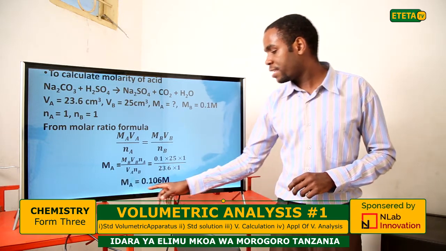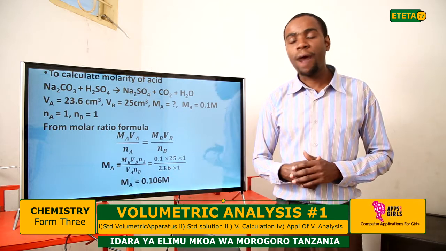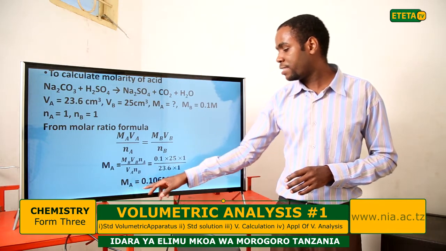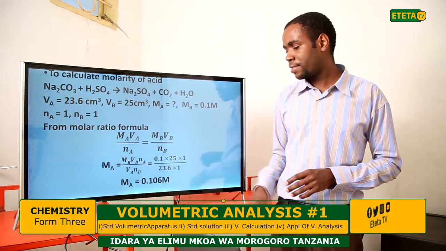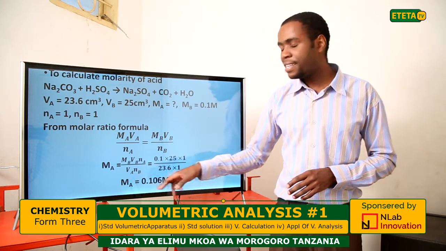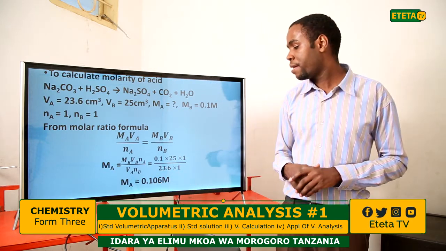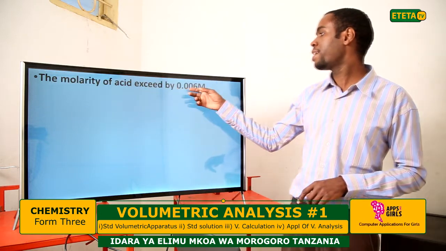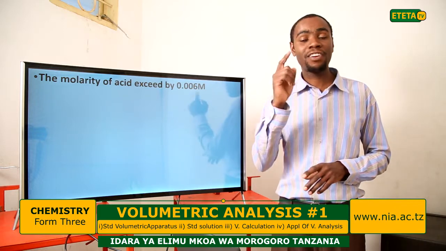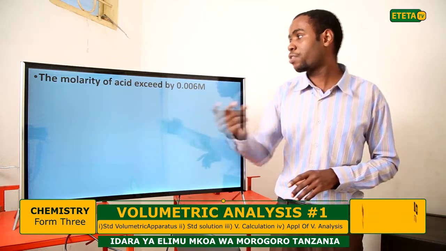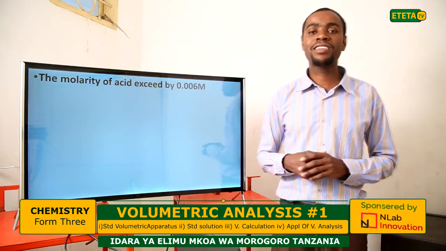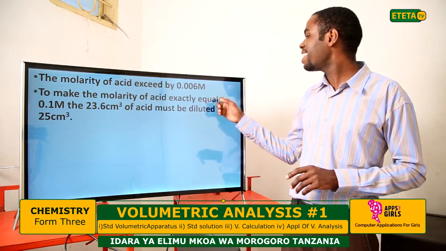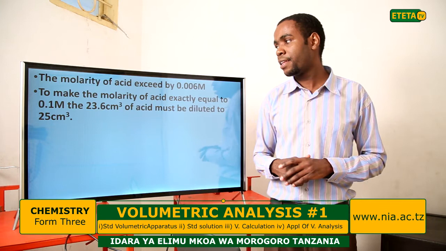Now, molarity of acid will be equal to 0.106 molarity. After the whole process, the molarity is 0.106. So this molarity actually exceeds the molarity which is required by 0.006. So the molarity of acid exceeds by 0.006 because we need 0.1. We need to prepare 0.1. So the molarity here exceeds by 0.006 molarity.